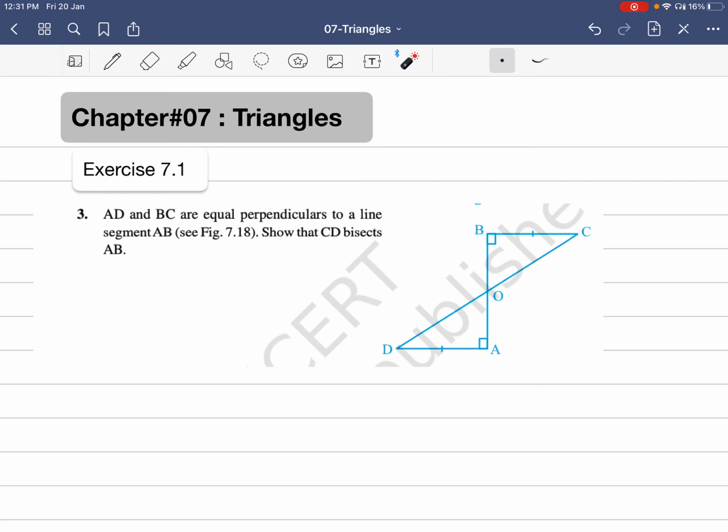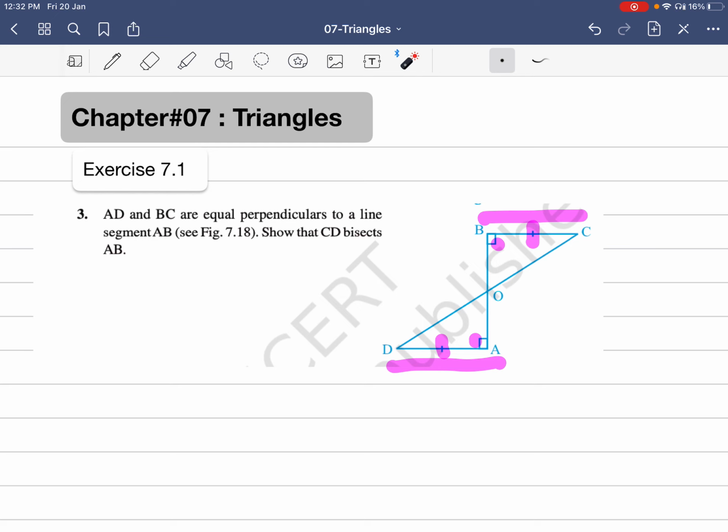AD and BC are equal perpendiculars to a line segment AB. So this is line segment AB, and AD and BC are perpendiculars to this line. So here is the perpendicular mark. Also they are equal in length. So you can see BC is equal to AD. Show that CD bisects AB.